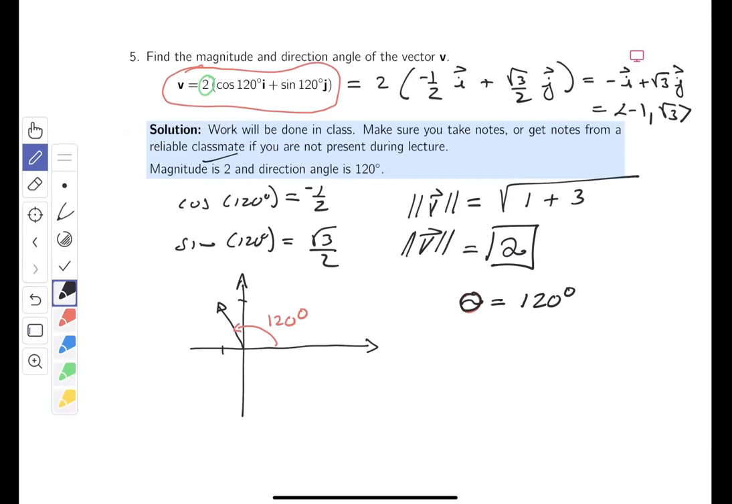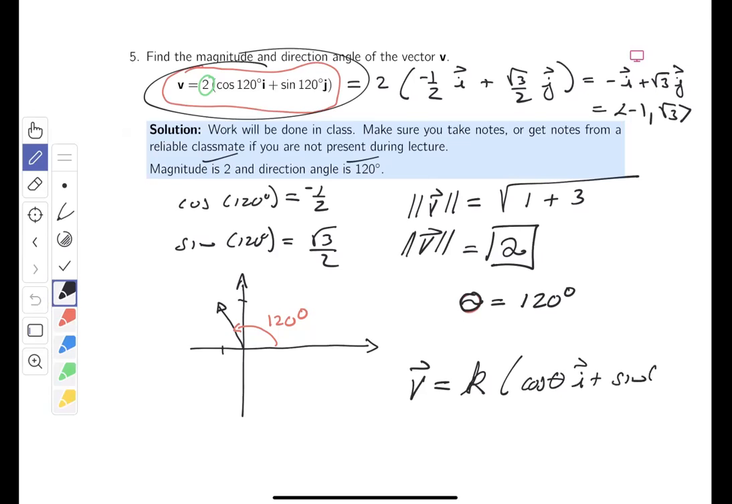Now, of course, you're looking at that. You see that over here. I want to claim about this one over here, V. There'll be some number here. Let's call it K. Cosine theta i plus sine theta j. I can read this. K is going to be the magnitude and theta is going to be the direction. Okay, let's go to number 6 now.